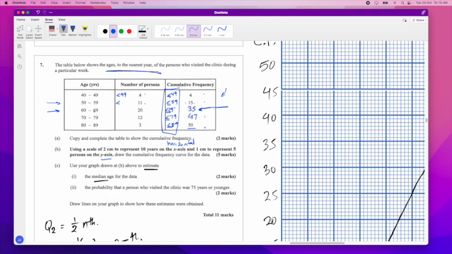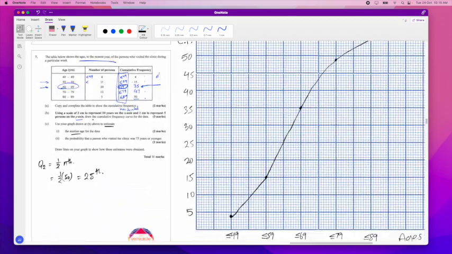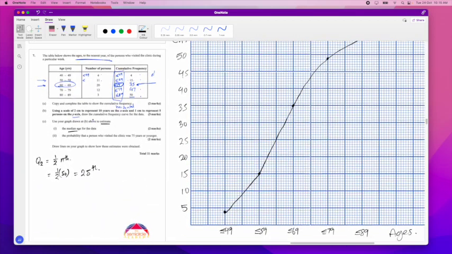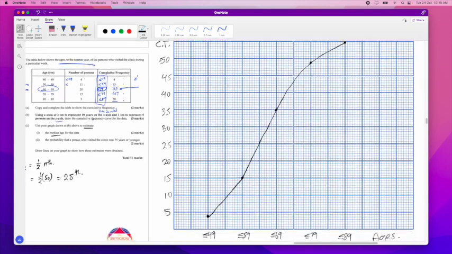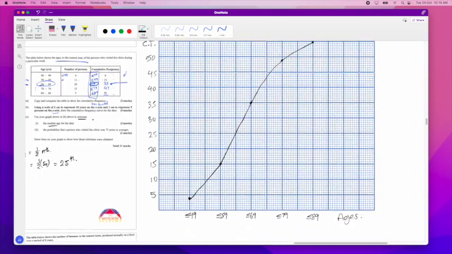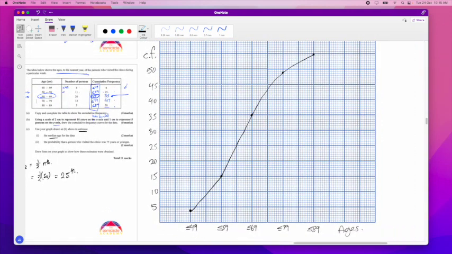We can't really get a median age because on this side we have less than 69 and here between 60 and 69. So we know they're between 60 and 69, but we need a median age. We need an actual age. We don't want a range of ages. So that is where we go to the graph. On the graph is where we will find the 25th person.